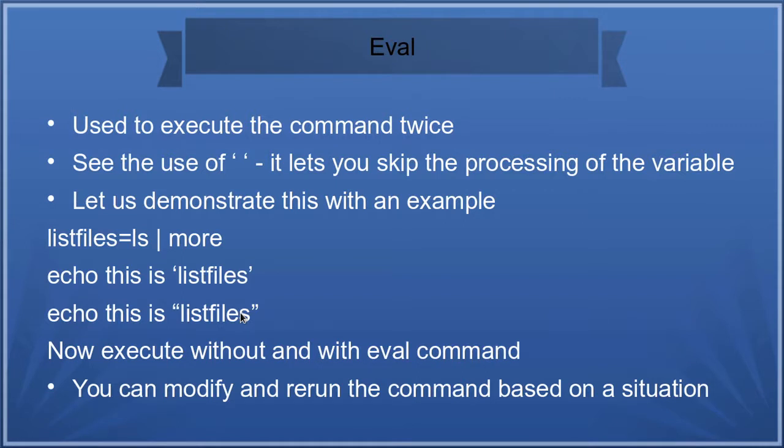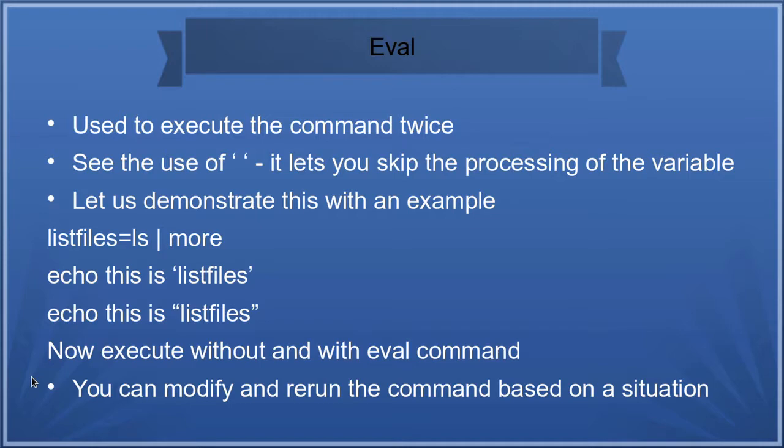So, what we will do is we will now go forward to a new command that we can use. This is slightly different from what we have been using in the previous stage. So, eval is a command that lets you execute the same command twice. So, why do we need this? We already know that you can skip expansion of variables or commands just by putting single quotes. Let us demonstrate that with an example.